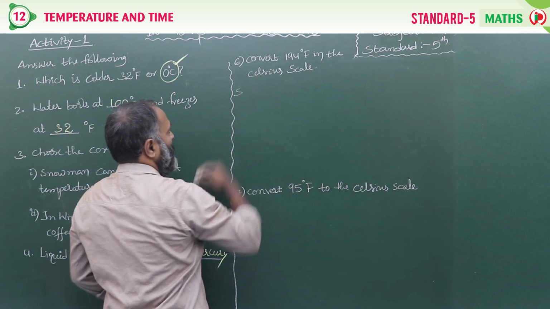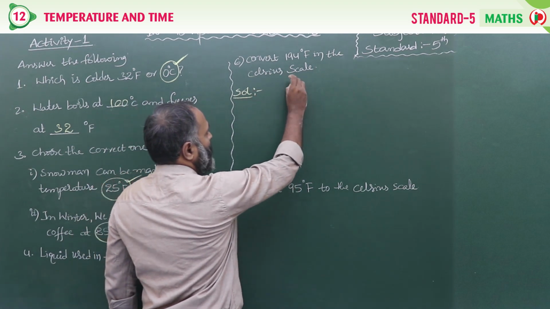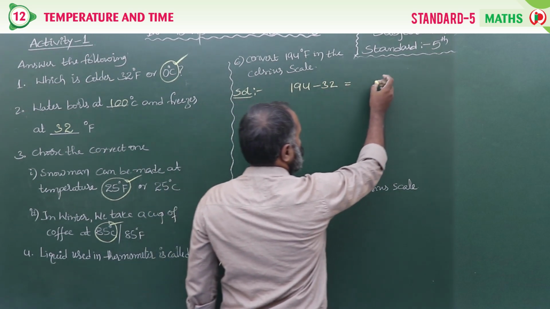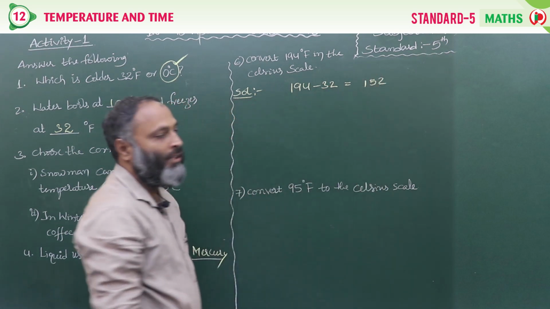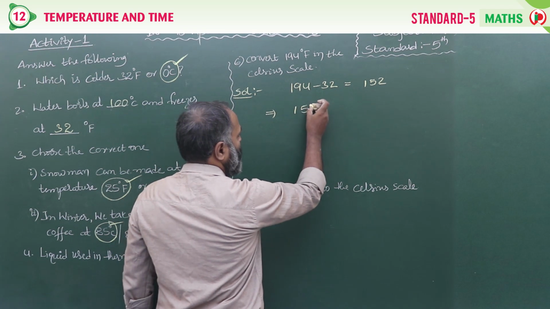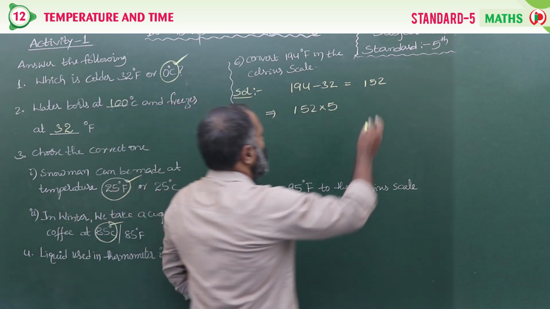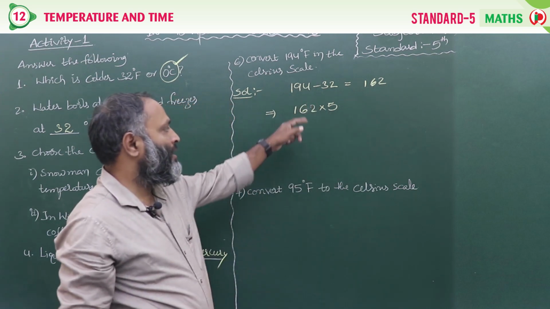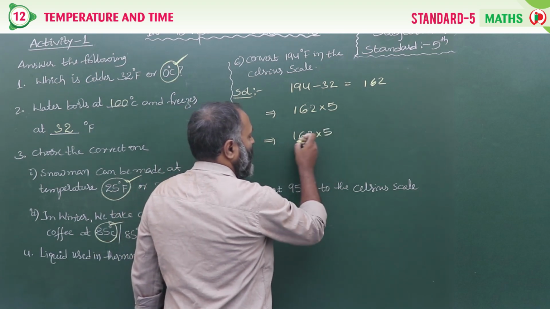We already did how to convert the given Fahrenheit into Celsius. First of all, from the given Fahrenheit, we should subtract 32. Now 4 minus 2 is 2, 9 minus 3 is 6, and 1. So 162. Then this is multiplied by 5, and the product is divided by 9. So 162 into 5 by 9.